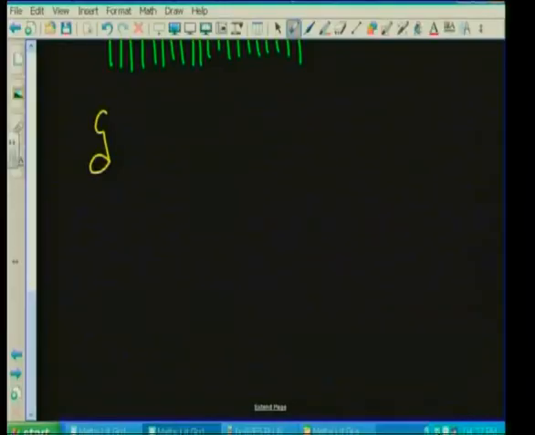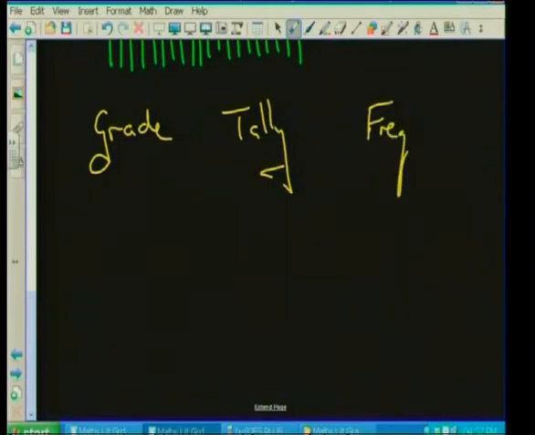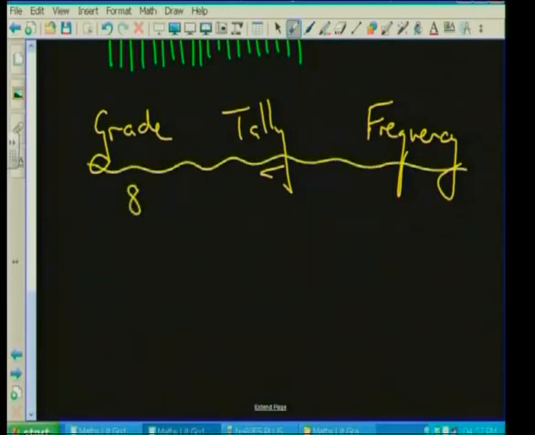So for example, let's say we say to a group of students, what grade are you in? And what we're going to have then is a tally table. We're going to say the grade, the tally, and then finally we're going to have the word frequency. Okay. And what does all that mean? Well, we know if you're in high school, you're going to have grade 8, grade 9, grade 10, grade 11, or grade 12.